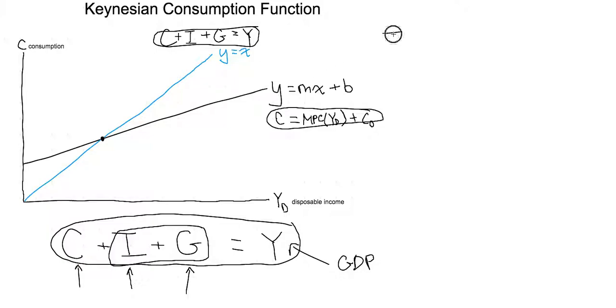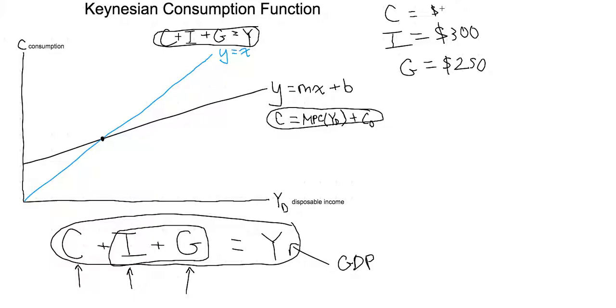And when you're going to solve these functions, I is going to be a certain amount. So let's say it's 300 billion. And G is going to be, let's say, 250 billion, right? And then you're given C still as an equation. So it's still variable.